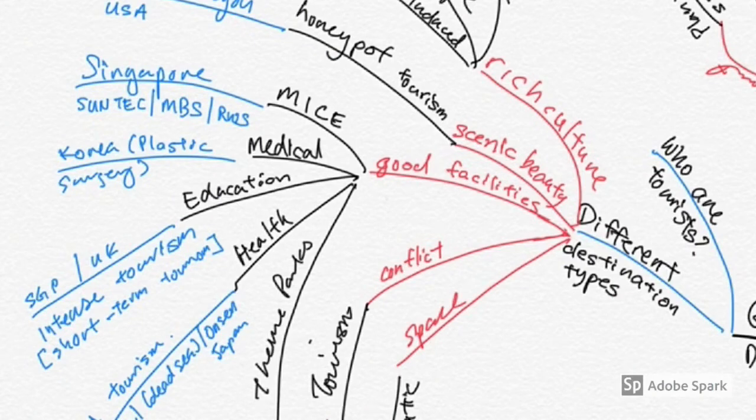Under good facilities, you have MICE, medical tourism, education tourism, which has been taken out, ignore that. And so let's take a look at MICE first. As mentioned earlier during the lesson itself, MICE, we talk about Singapore as a key case study, having the exhibition centres, Suntec City, Marina Bay Sands and Resort World Sentosa, as well as building all the transport networks required and all the recreational facilities required to support MICE tourism.